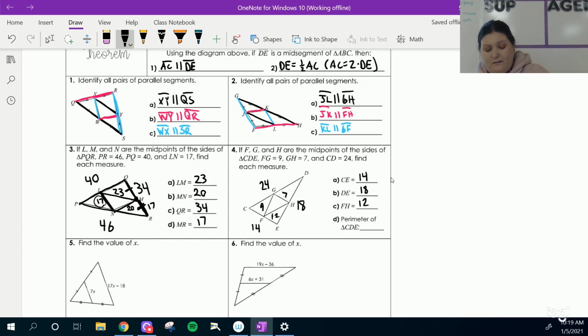And they want the perimeter of triangle CDE. So all we have to do is add up these three sides to get the perimeter, which is 56.